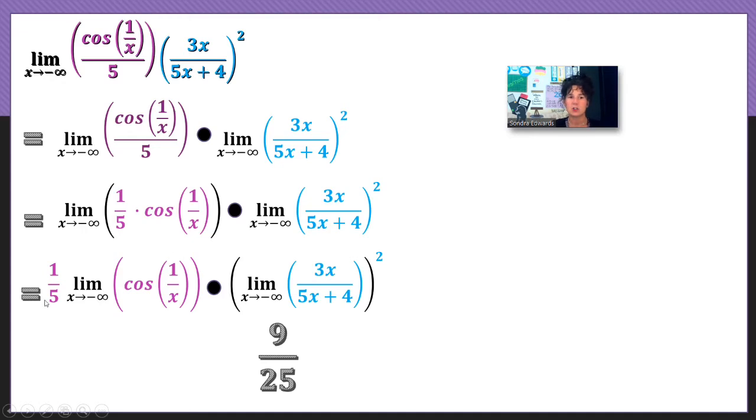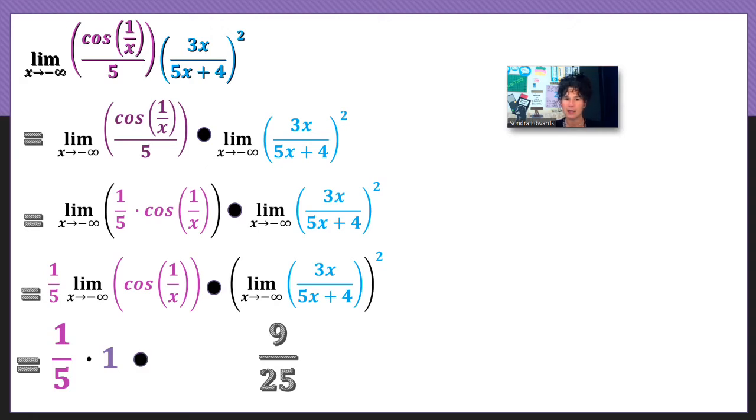All right, let's look at each piece. So 1/5 is going to be 1/5. The limit as x goes to negative infinity: 1 divided by -1, 1 divided by -10, 1 divided by -100, 1 divided by -1,000. What's inside parentheses here is going to 0. So we're getting closer and closer to whatever the cosine of 0 is. Well, the cosine of 0 equals 1.